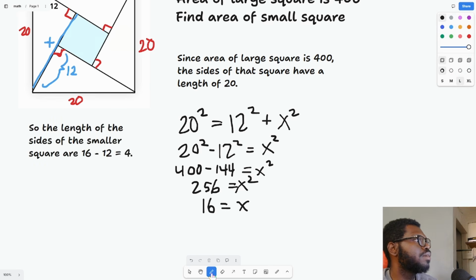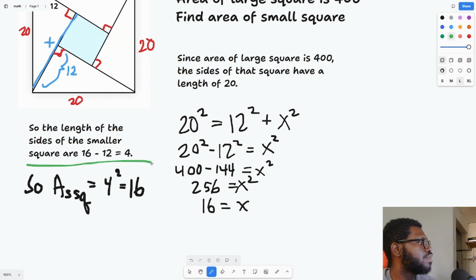And as I mentioned earlier in the video, we just take the square of 4 to get the area of the small square. I'm going to write SSQ to represent small square. So this area is just going to be 4 squared, or 16. And this is our answer.